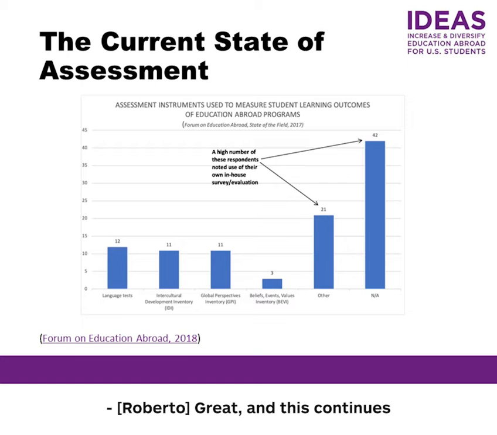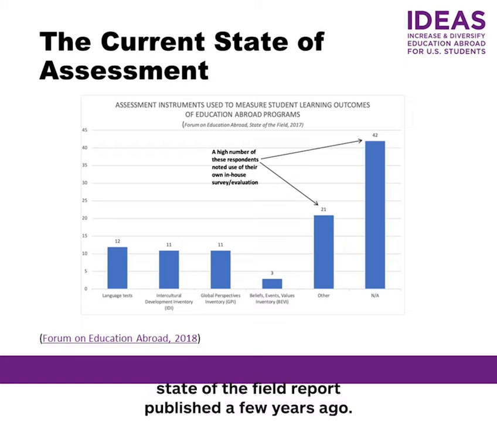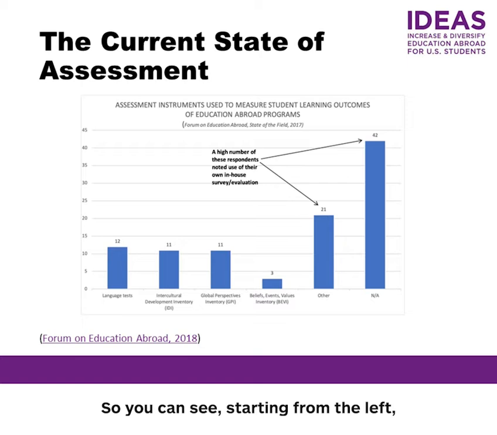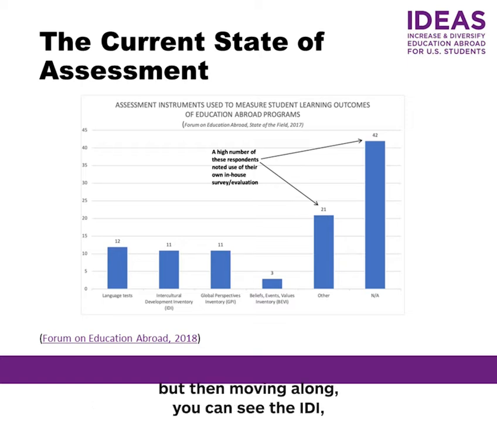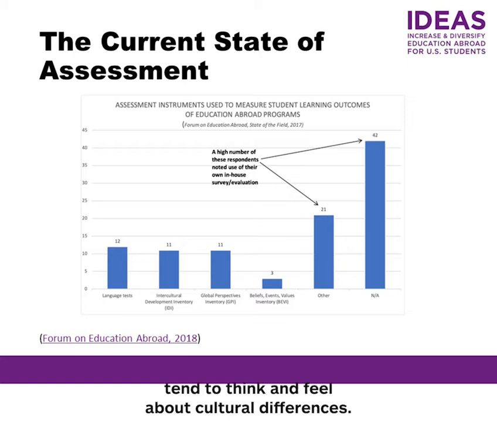Great, and this continues looking at the current state of assessment. Also, again, with data from the Forum on Education Abroad State of the Field report published a few years ago. What this chart shows is the most frequently reported assessment instruments used to measure student learning outcomes in study abroad programs. Starting from the left, we can see standard language tests that can measure language proficiency. But then moving along, you can see the IDI, the Intercultural Development Inventory. This is a test that measures how people tend to think and feel about cultural differences. There's also the GPI, more or less at the same level.